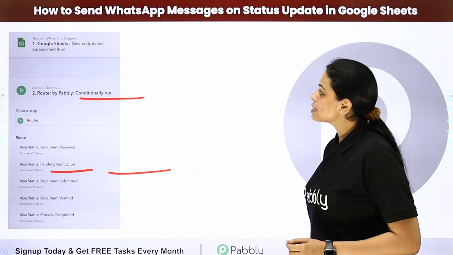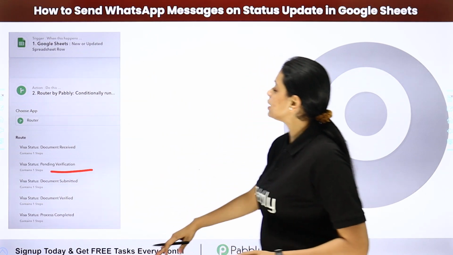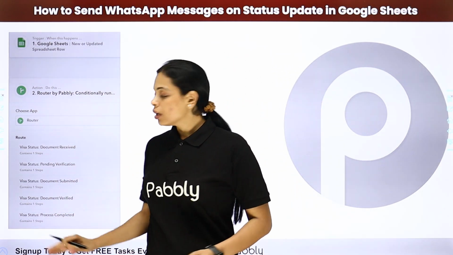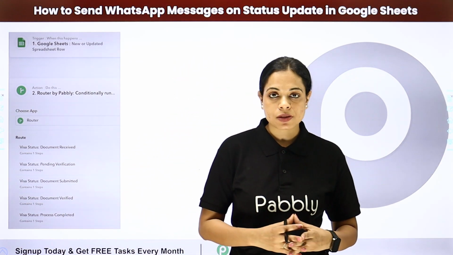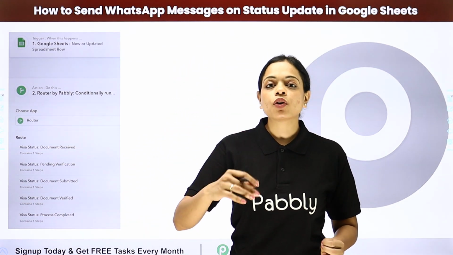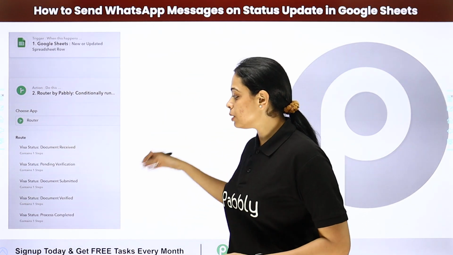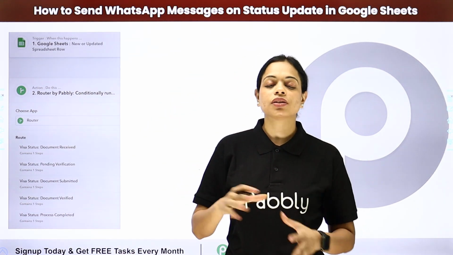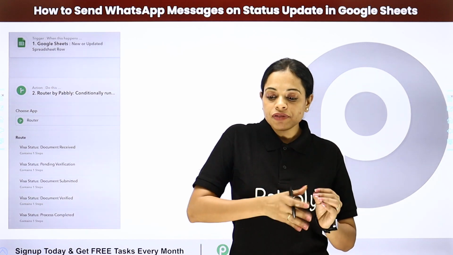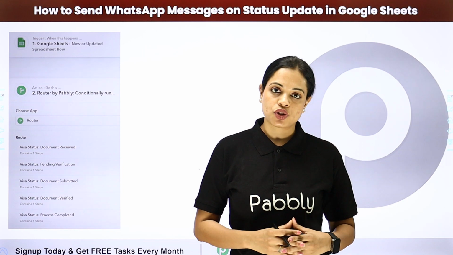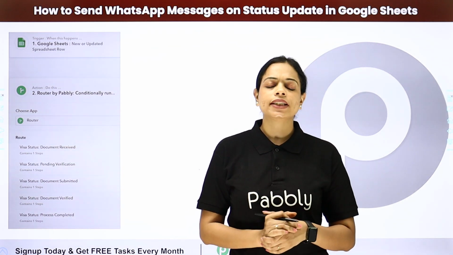The next one is how to send WhatsApp messages on status updates. Now this one is very interesting. So let's say that here you have applied for a passport and now you have got different status, like the documents are pending, then they are verified, then at the same time they are submitted and the entire process is completed. So here every time the status is changed, the user must receive a WhatsApp message or an SMS.